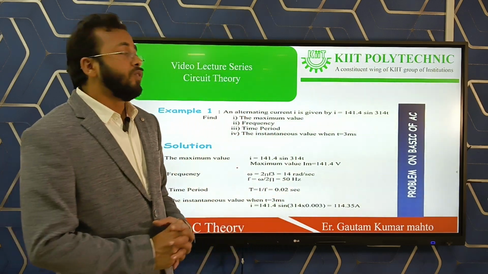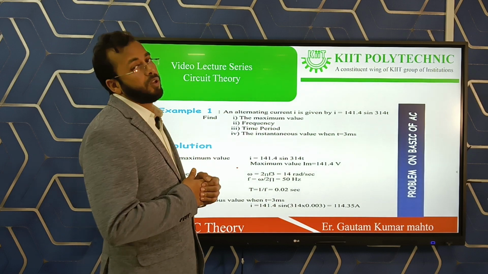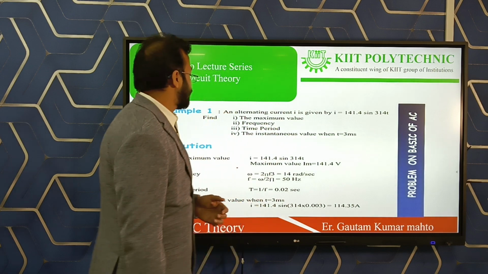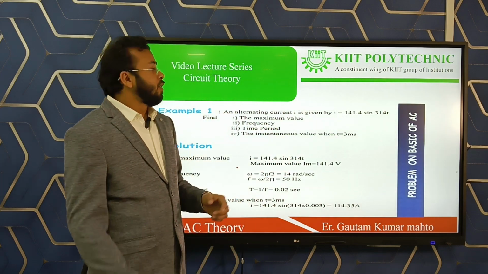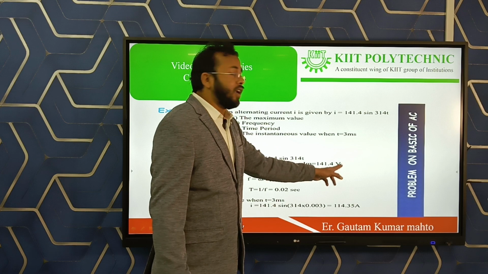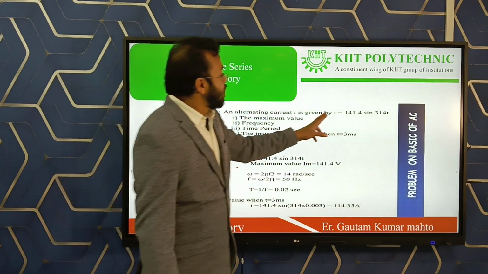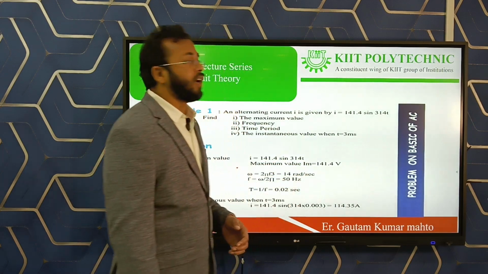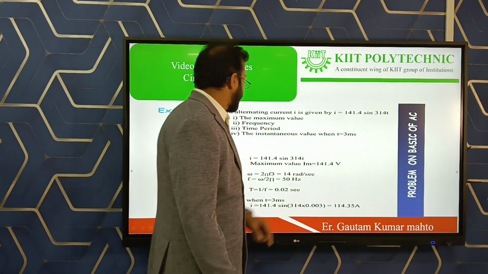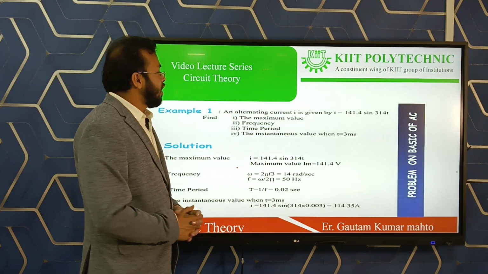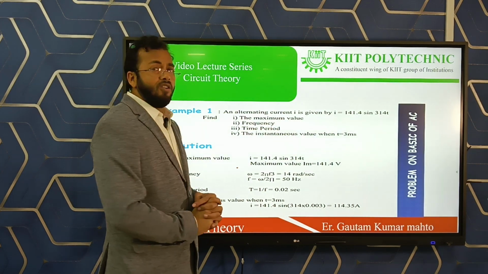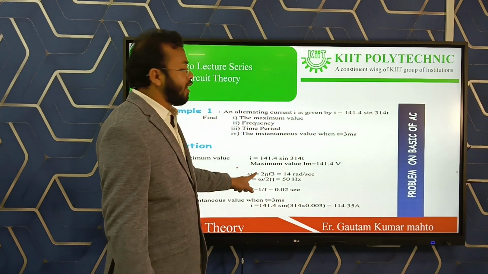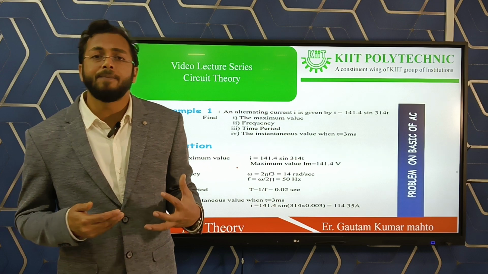So here, with the help of the standard equation of the AC waveform, we can represent Im is equal to 141.4 volt, sorry, it should be current, ampere, and that's why 141.4 ampere is the maximum current value. Here there should be ampere. Now by comparing the angular frequency, omega is equal to 314 here, and the formula of the angular frequency is 2 pi f.